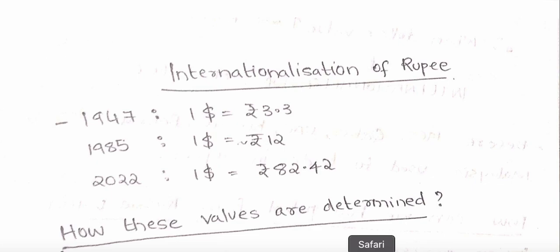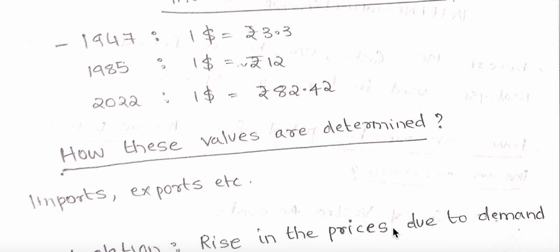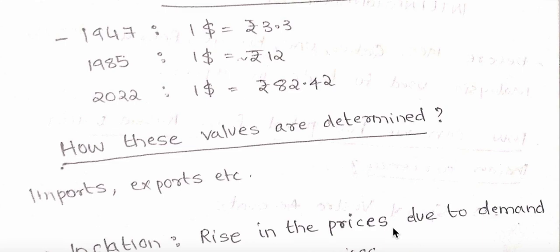In 1947, $1 was 3.3 rupees. In 1985, $1 was around 12 rupees. As of present, $1 is 82.42 Indian rupees. Now the question is how this value is determined. It is determined by imports and exports globally. Most of the percentage is determined by this only.